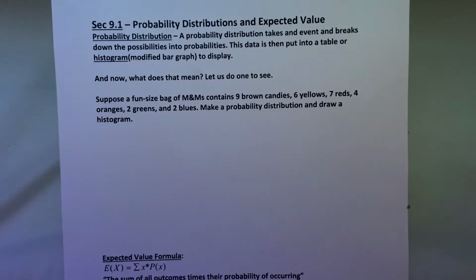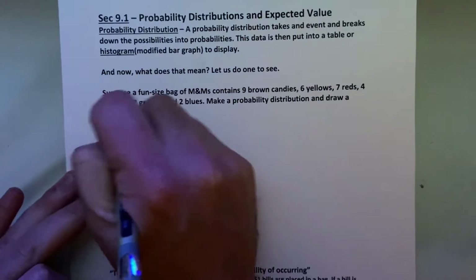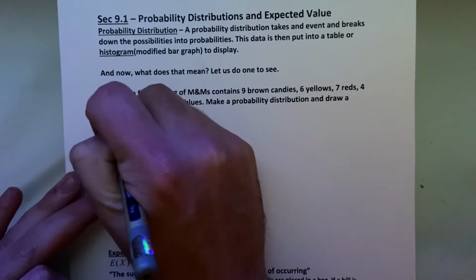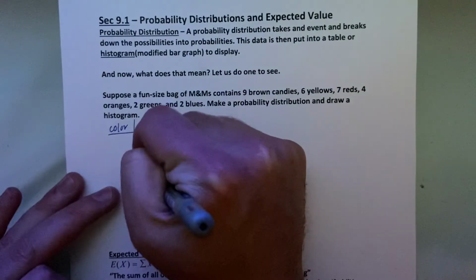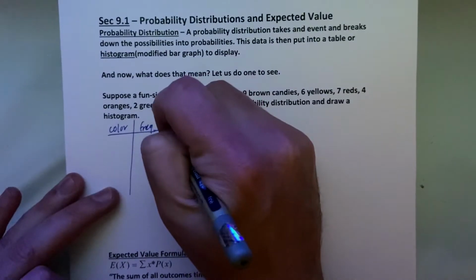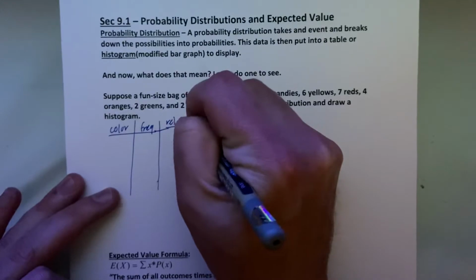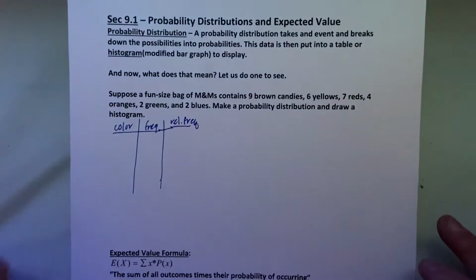Suppose a fun-sized bag of M&Ms contains 9 brown candies, 6 yellow candies, 7 red, 4 orange, 2 green, and 2 blues. Make a probability distribution and draw a histogram. So really, a probability distribution is the chances of, if you pick one M&M, what are the chances for each color? So we can make a chart: color, frequency, and then what we call relative frequency. A probability distribution uses a relative frequency distribution.